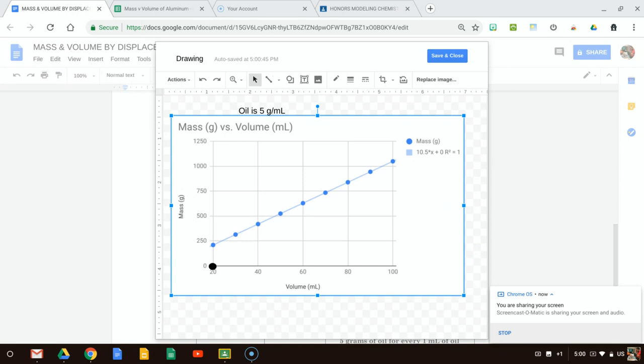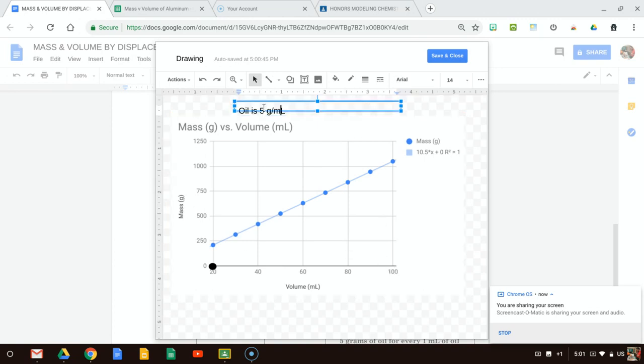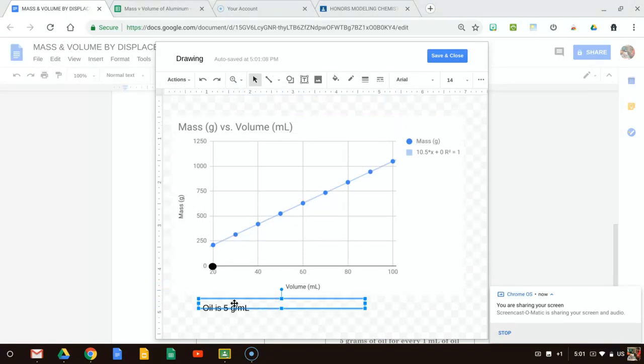Now, I might want to work a little bit of math going forward. If I have 100 milliliters, how many grams would that be? Well, showing a little bit of work here, let's do it the other way: if I have 500 grams, how many milliliters is that? For every 5 grams, there is 1 milliliter.